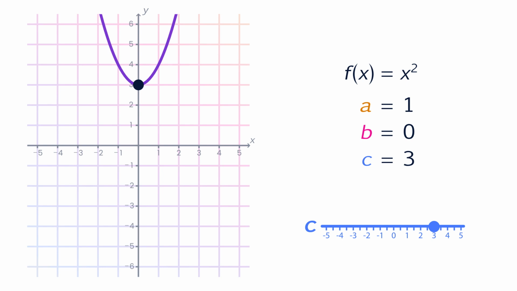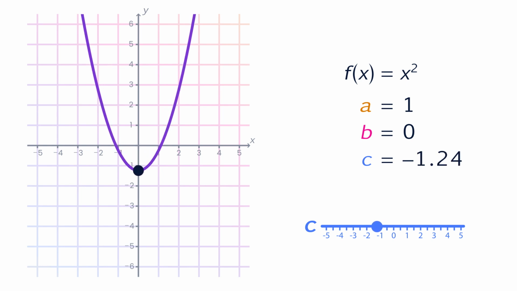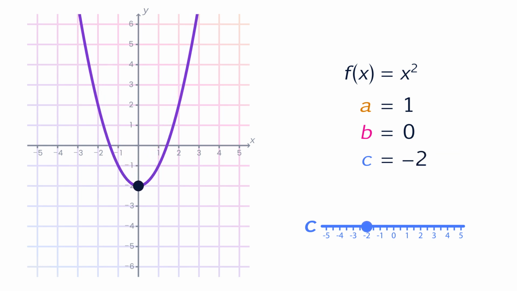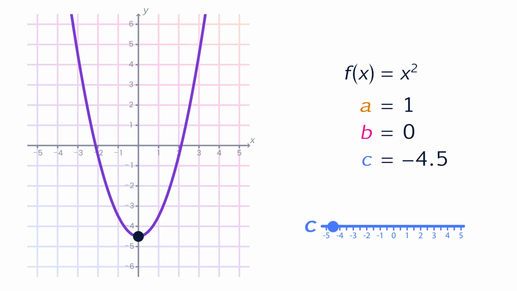Is this still true if c is negative? Yes, it is. As the value of c decreases, the y-intercept follows accordingly. So if c equals minus 2, then the y-intercept equals minus 2. If c equals minus 4.5, the y-intercept equals minus 4.5.